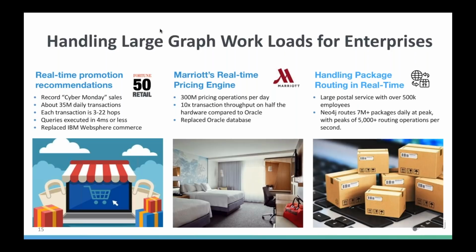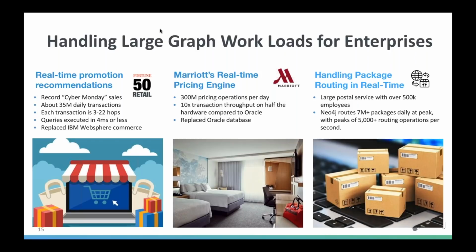So what we're talking about here, for example, this retailer on the left used Neo4j because they had the previous year failed to be able to cope with demand on Cyber Monday. So it had cost them an enormous amount of lost business. Neo4j is under enormous load, but as you can see, it's executing queries very fast. And the customer there was previously using IBM e-commerce server and replaced it with Neo4j for doing product recommendations.